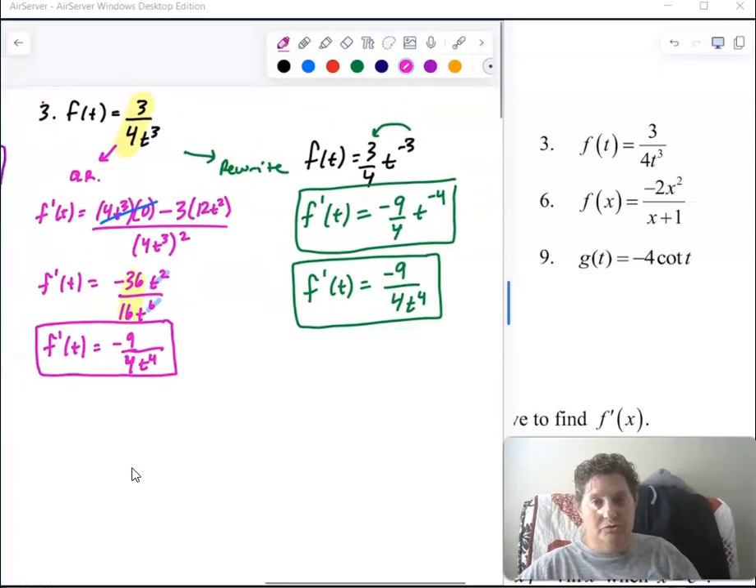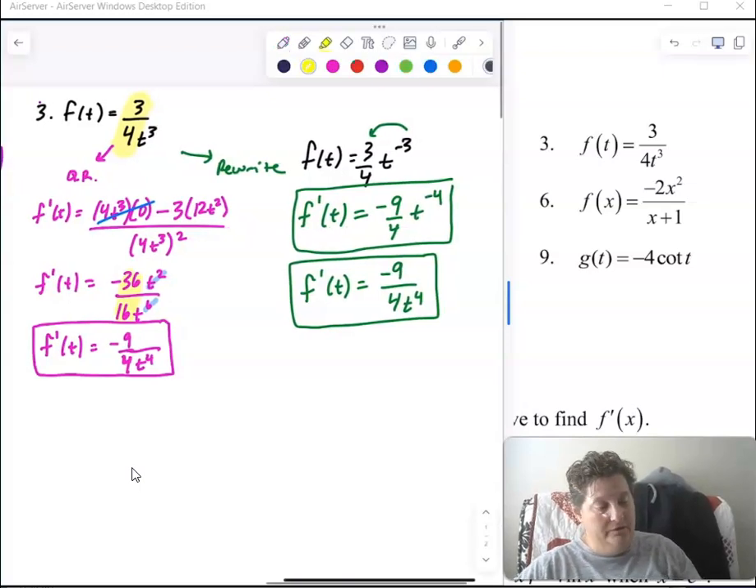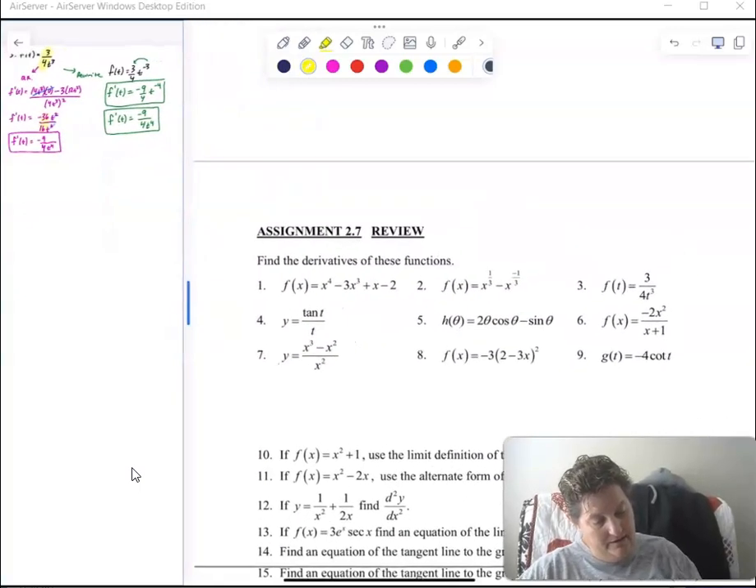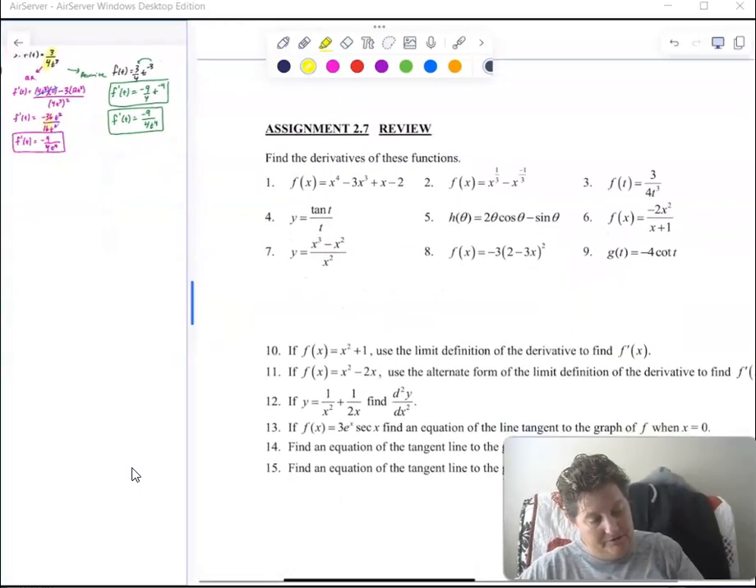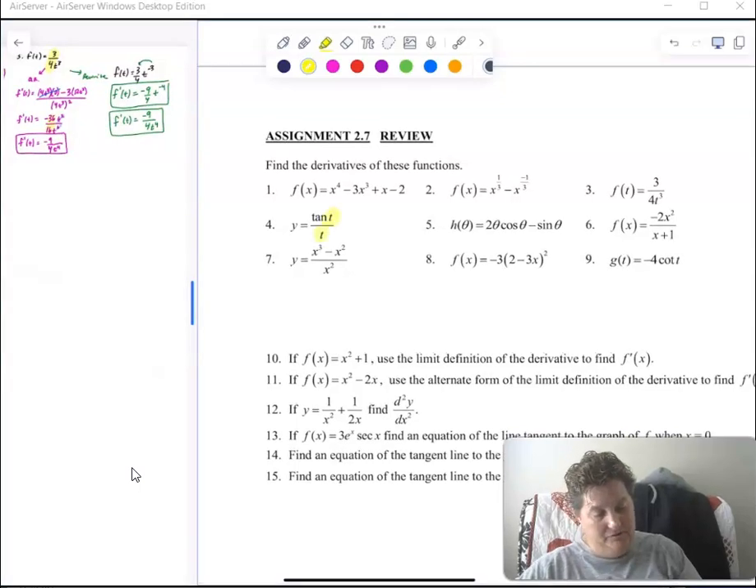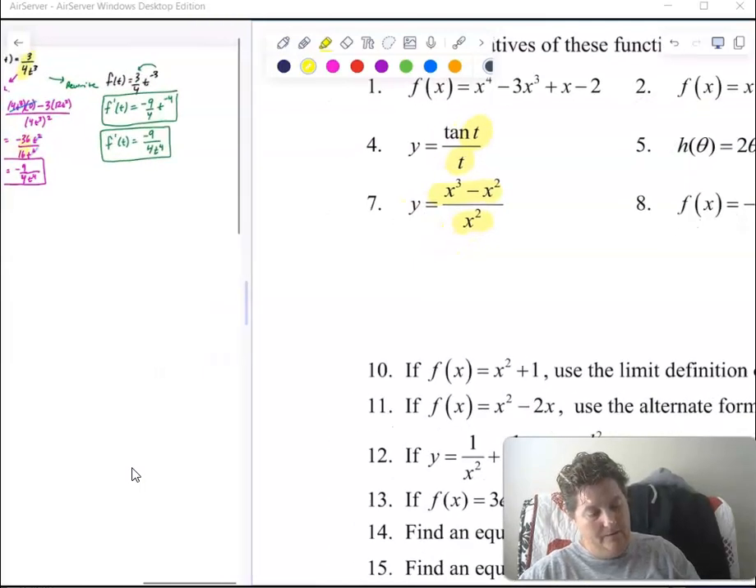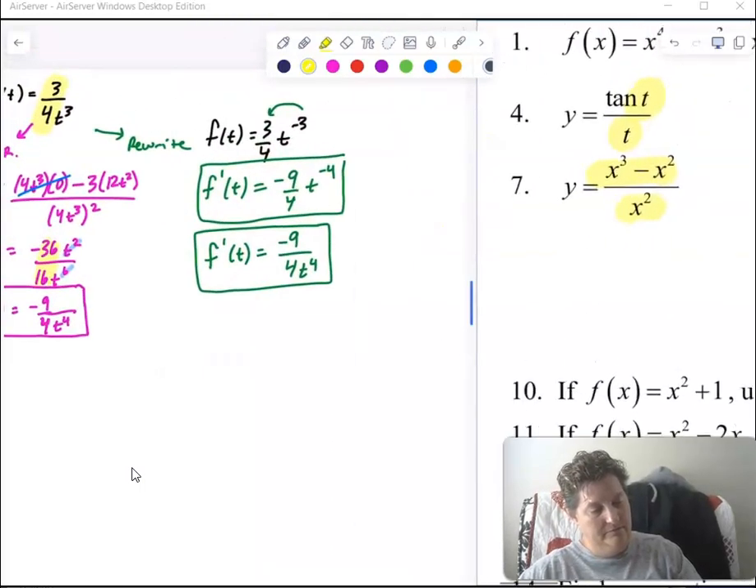Okay, you can use quotient rule. Me personally, I will only use the quotient rule if there is a variable in both the top and the bottom part. So like I'm going to use it on number 4, I'm going to use it on number 6. Number 7, I think I can maybe simplify it first, so I don't have to. Okay? All right, here we go.